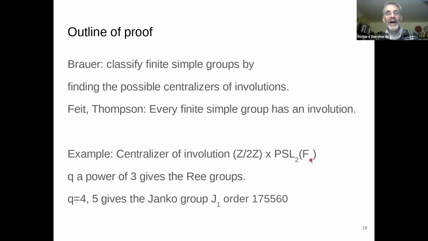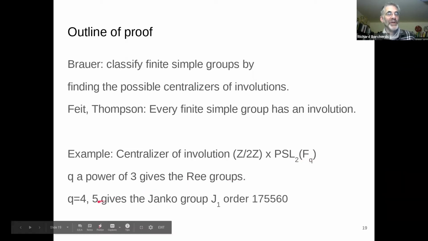Now, if q is a power of 3, the groups with this as a centralizer of an involution turn out to be one of the more obscure infinite families called the Ree groups. So there are an infinite number of them. If q is anything other than a power of 3, you usually get nothing, with one exception. If q is equal to 4 or 5, then you get a new simple group of order 175560.